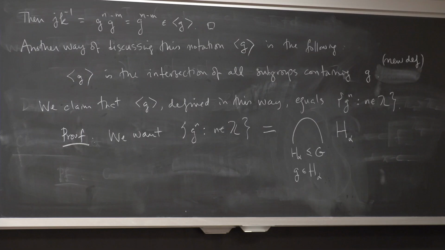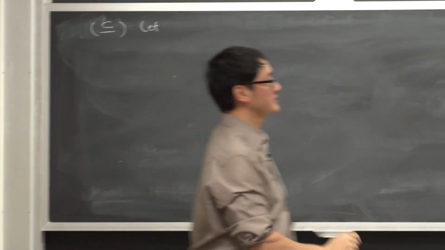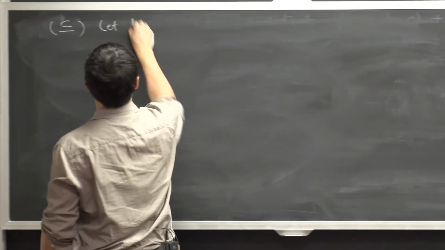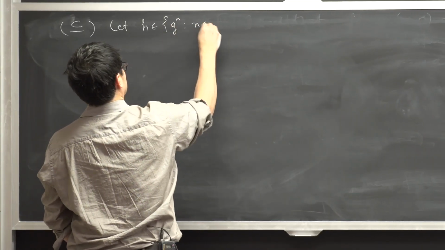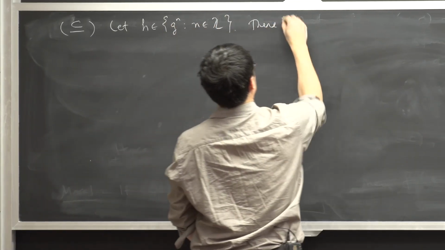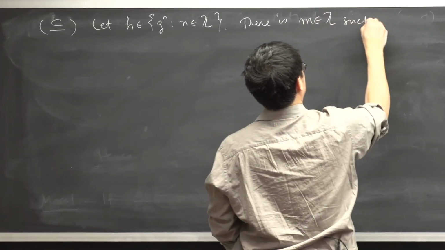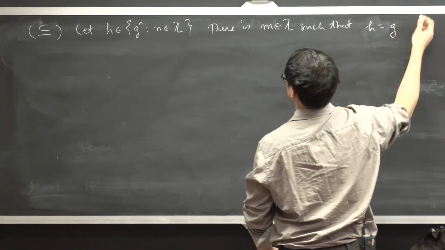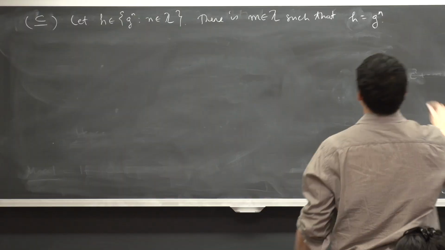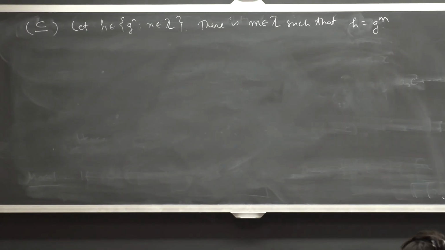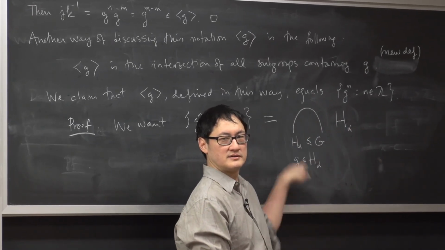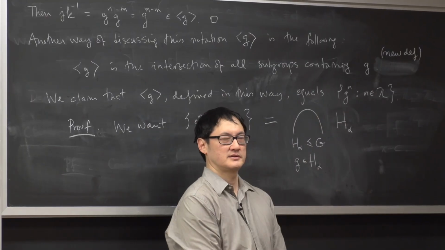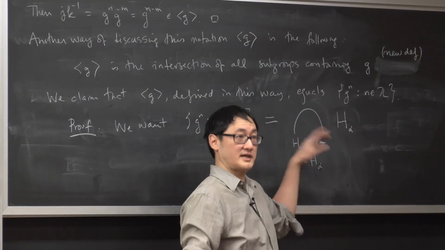So let's do it by double inclusion. Let H be on the right side, G to the n such that n is in Z. So there is an m in Z such that H equals G to the m. You'll see that this is absolutely trivial. Now, how do I show that H is here? How do I show that H is in an intersection? In general, how do I show that something is in the intersection?